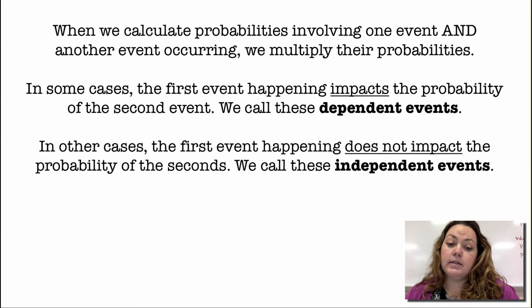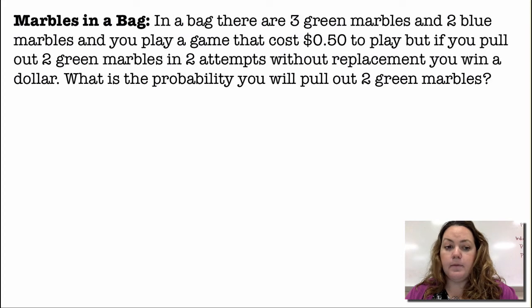In some cases, the first event happening impacts the probability of the second event. We call these dependent events. In other cases, the first event happening does not impact the probability of the second. We call these independent events. So today we're working on dependent events.